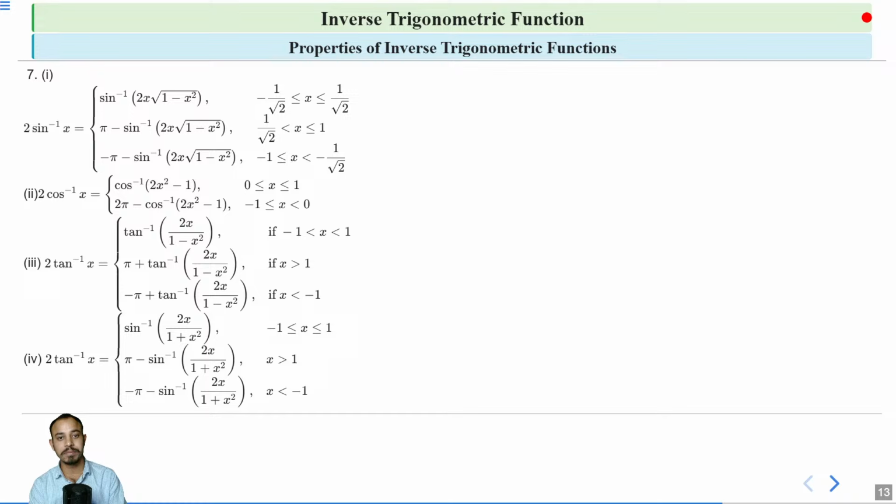Then see 2 tan inverse of x in terms of sine inverse. So when minus 1 is less than or equal to x less than or equal to 1, then 2 tan inverse x is equal to sine inverse of 2x upon 1 plus x square. When x is greater than 1, then pi minus sine inverse of 2x upon 1 plus x square. When x is less than minus 1, then minus pi minus sine inverse of 2x upon 1 plus x square. Okay, understand? So you have to note all these properties in your notebook, and then you have to revise them on a daily basis.